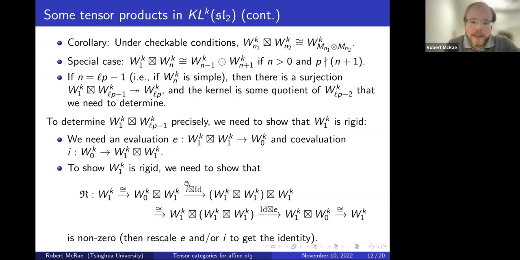Maybe I should mention there's another composition that we also need to show is equal to the identity, but it's not too difficult to prove that that will be the identity if this one is the identity.